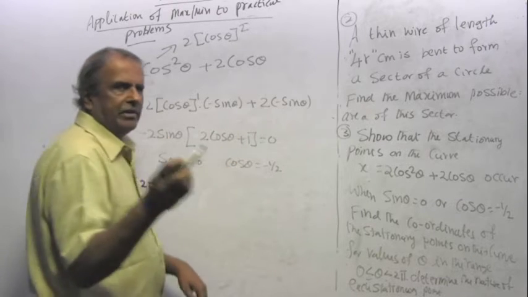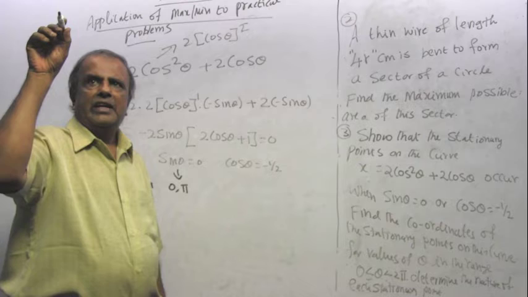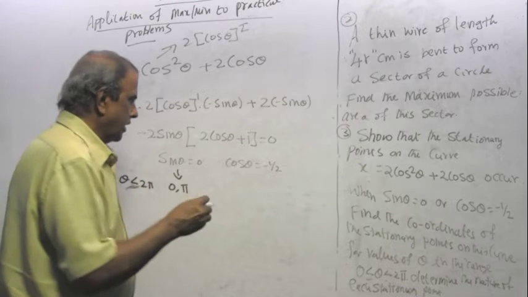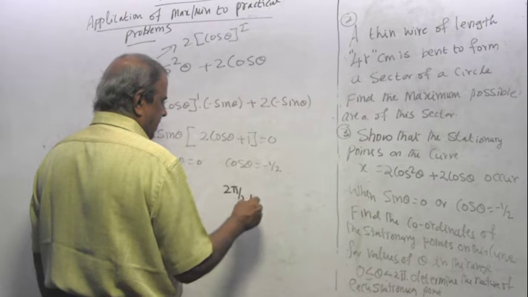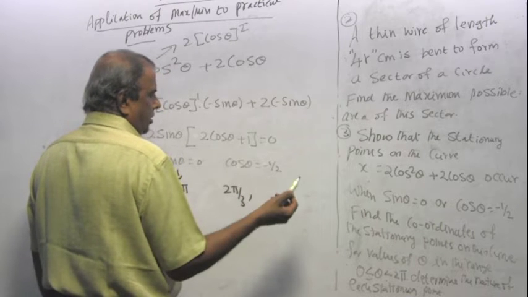Cos theta is negative. If cos theta is negative, it's in the second quadrant or the third quadrant. Second quadrant is 120 degrees. That's 2 pi by 3. Third quadrant is 240 degrees.